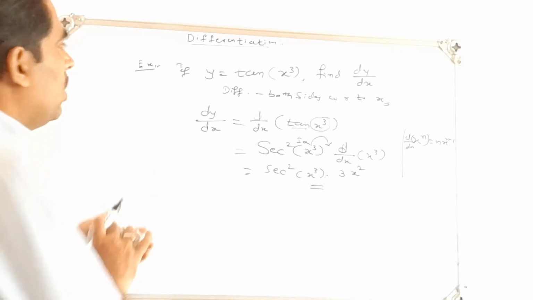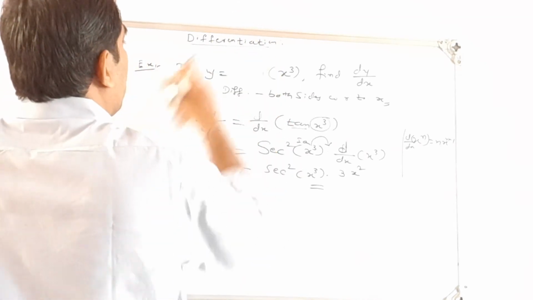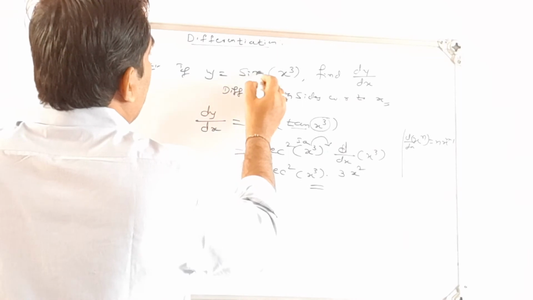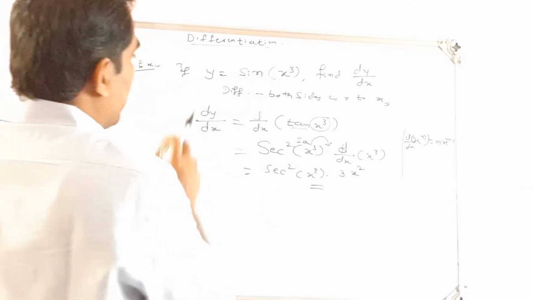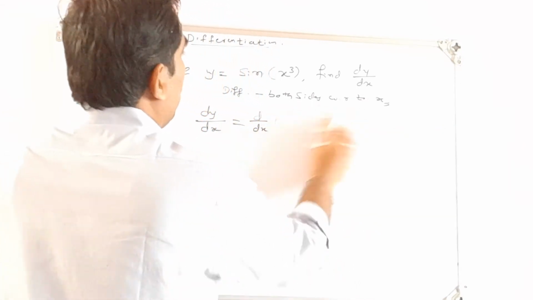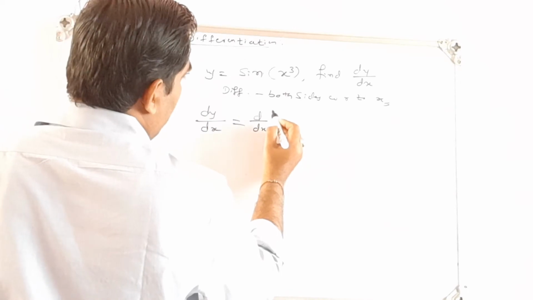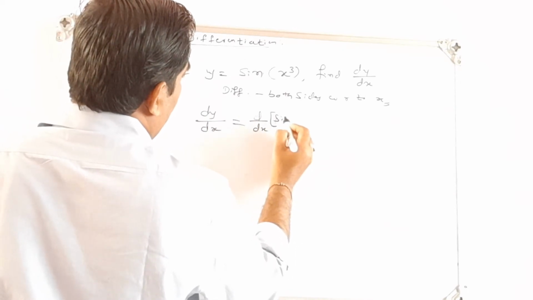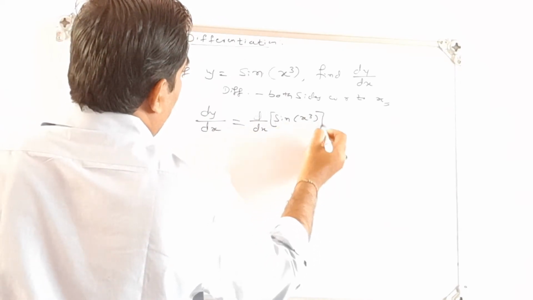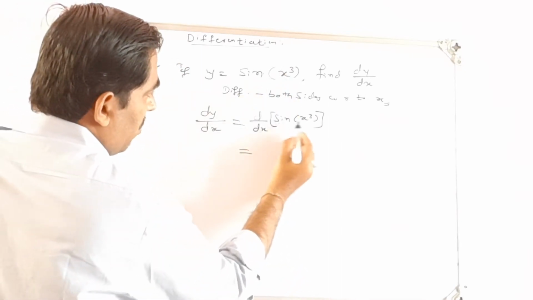Observe this. We can change this here only. If I take y is equal to sin x cube, find dy by dx. Differentiate both sides with respect to x. Then we can write sin x cube. The derivative of sin x is what?